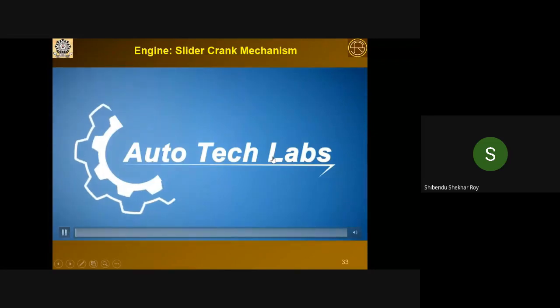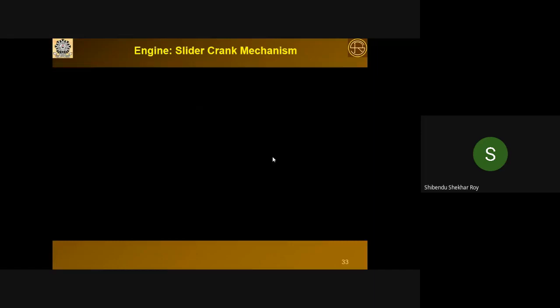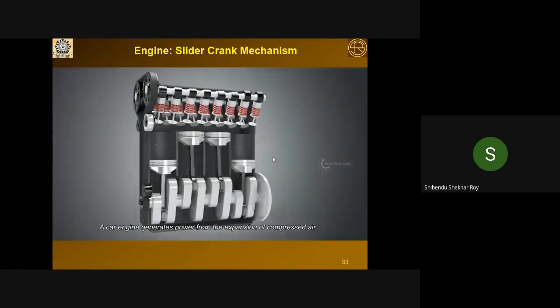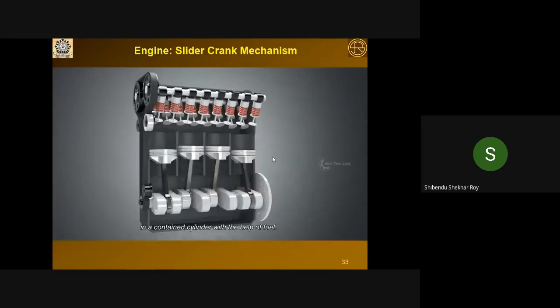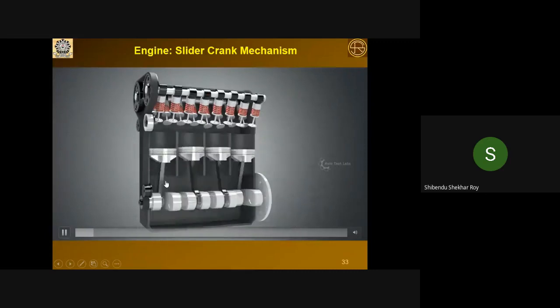Now I'd like to show you another slider crank mechanism which is used in the engine. This is the animated view, not the actual one. The previous one was the actual. This is the animated one. Now it will be more clear. Multiple slider crank mechanism.